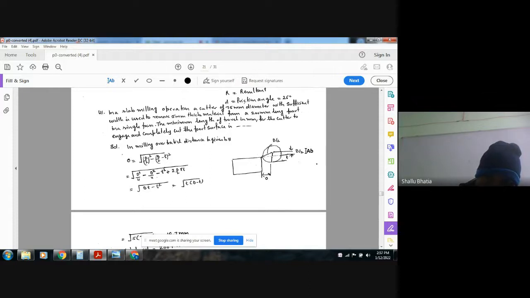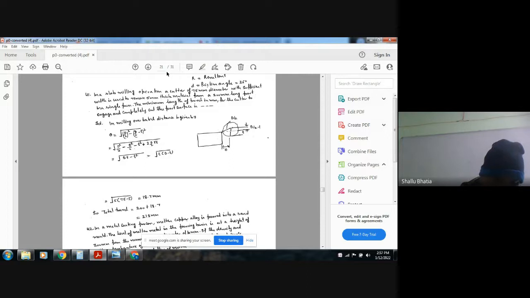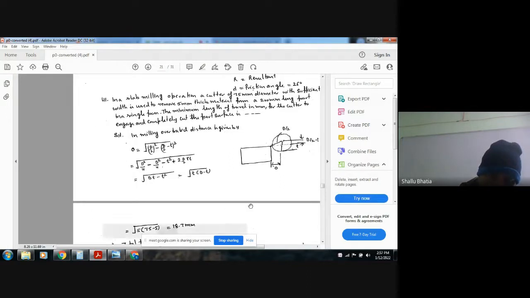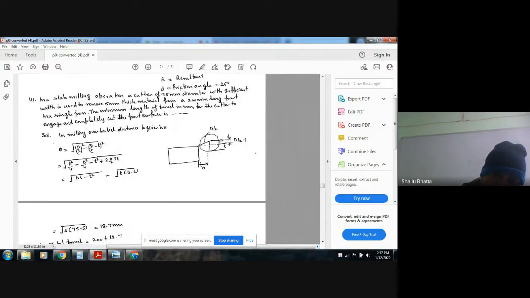There, this distance is D by 2 minus t. D is the diameter of the cutter, and P is the thickness of your depth of cut, the width of cut. Okay, so it is removed.